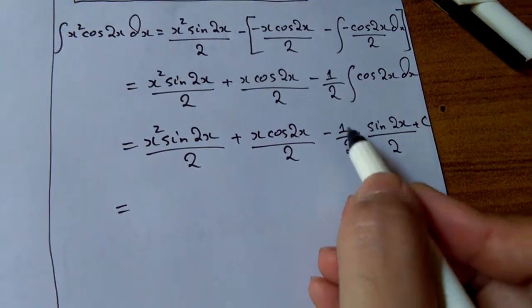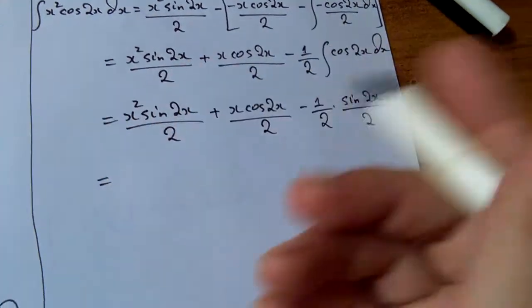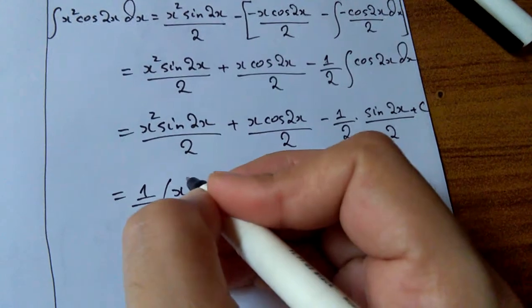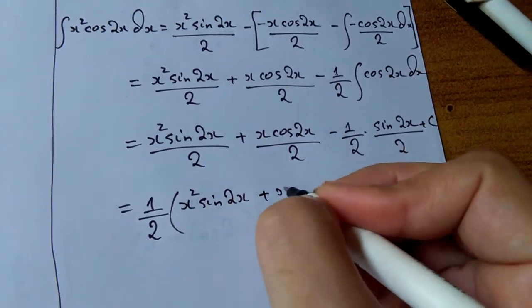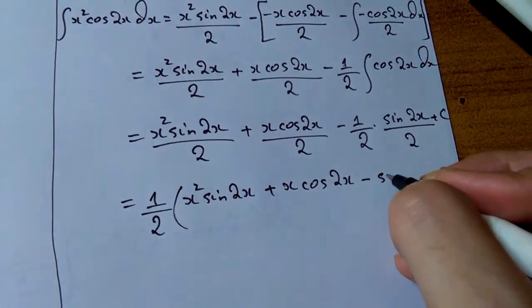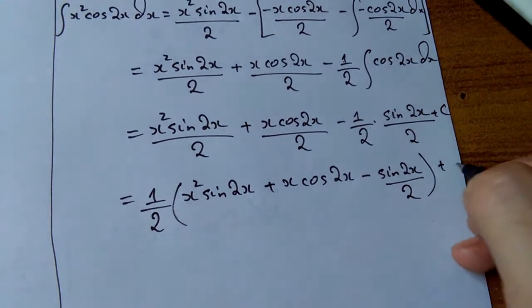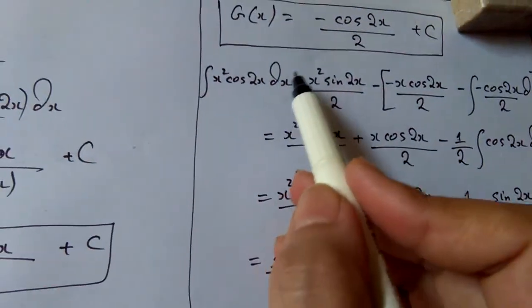So now finally, you can see here that 1 upon 2 is coming common in all these 3 terms. So just take it out. And I can write it as x squared sine of 2x plus x cosine 2x minus sine of 2x upon 2, alright, plus some constant. So this is the answer of this integral.